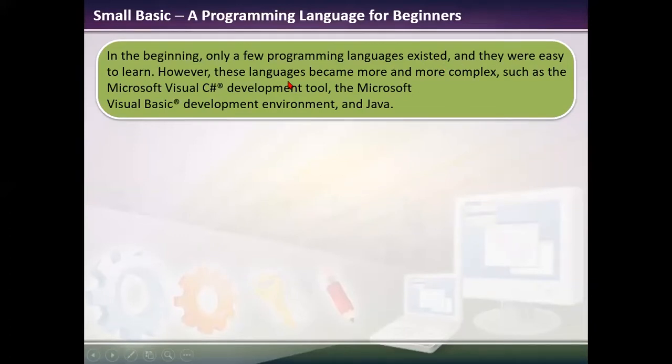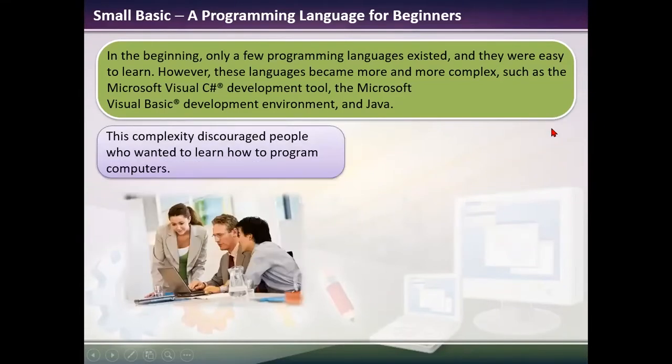However, these languages became more and more complex. It means more complex languages were invented, such as C#, Visual Basic, Java, likewise. This complexity discouraged people who wanted to learn how to program computers. Because of that complexity, many people discouraged themselves from learning programming. That's the thing.